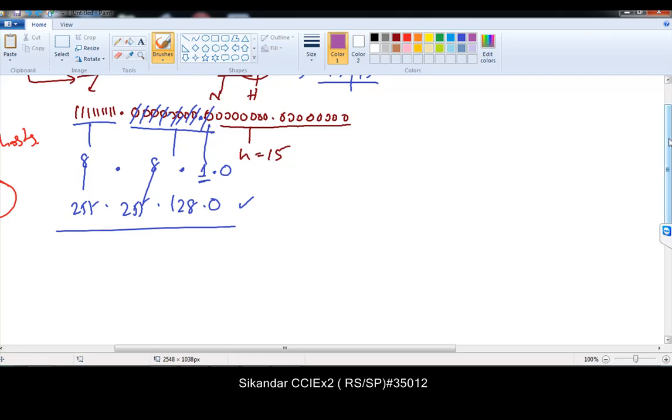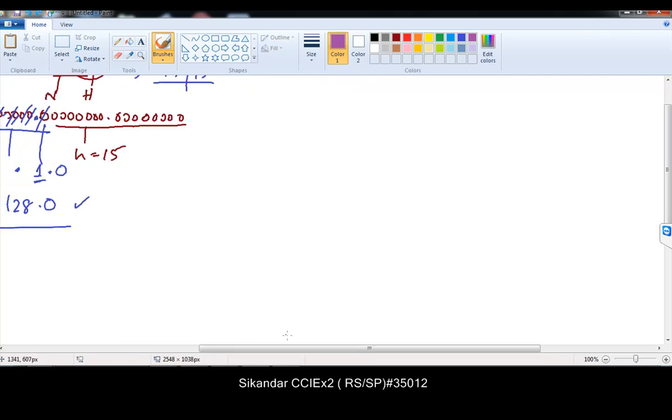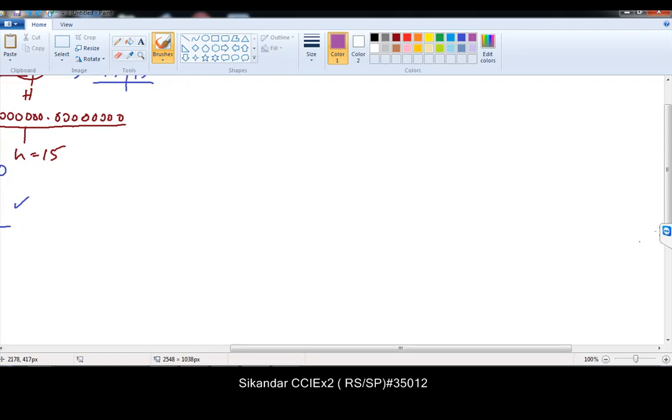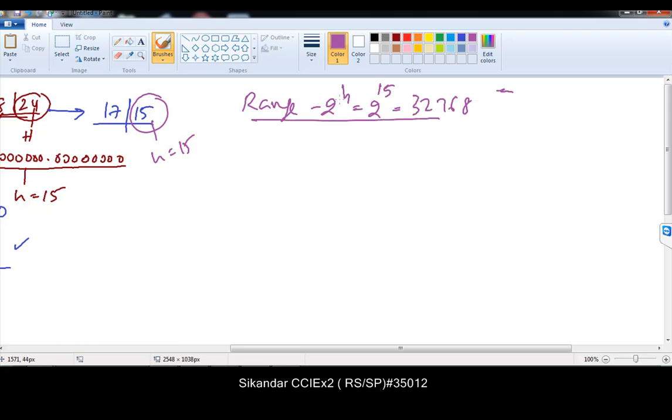The last thing is writing the range. When you are writing the range, again we have to take the same step-by-step method which we learned. We always need to use 2 to the power of h value, and the h value is 15, you can see. So 2 to the power of 15 is 32768, and 32768 is the size of the network.